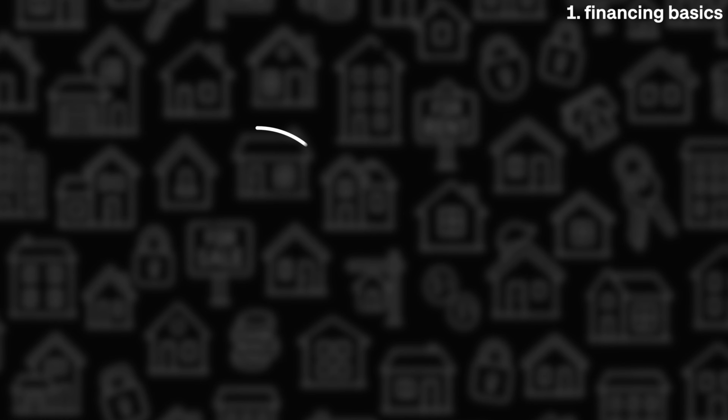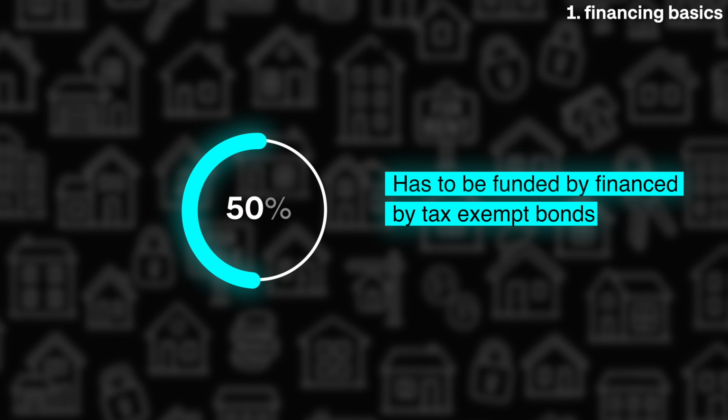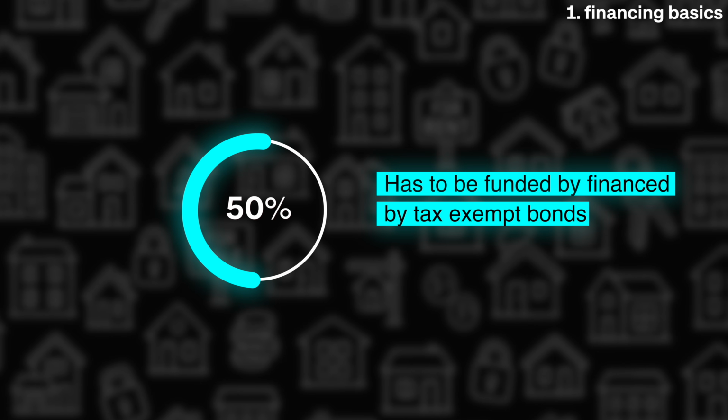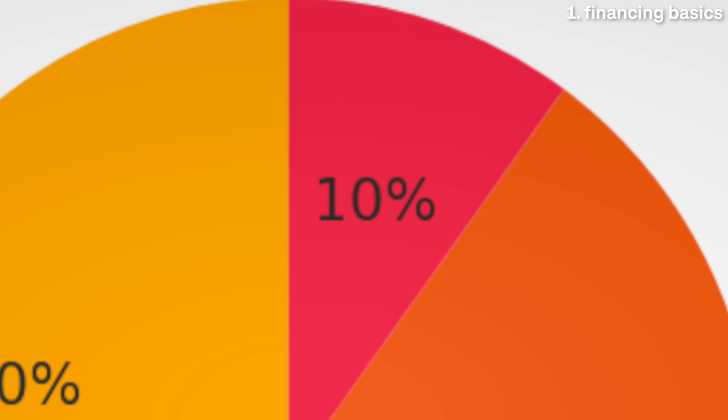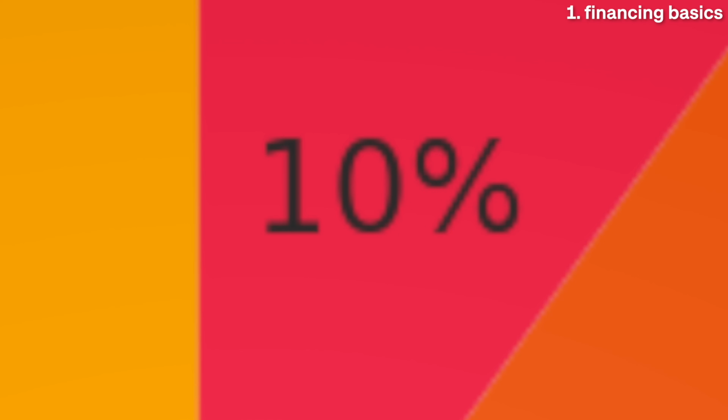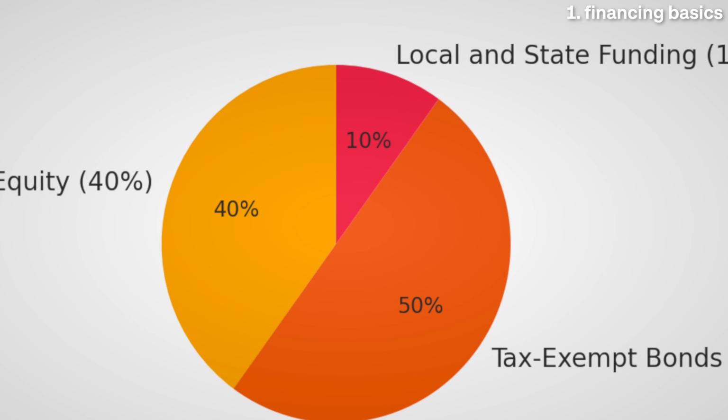To qualify for the 4% LIHTC, at least 50% of your project has to be financed with tax-exempt bonds. These bonds are typically lower interest loans made to affordable housing developers and typically funded by either banks or private investors. The final 10% of the capital stack, often the most critical piece of all of this, is filled with local and state funding.